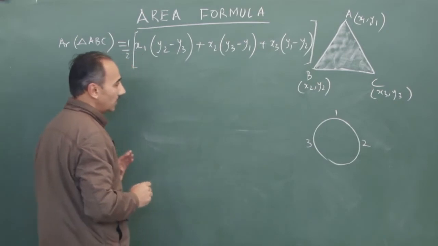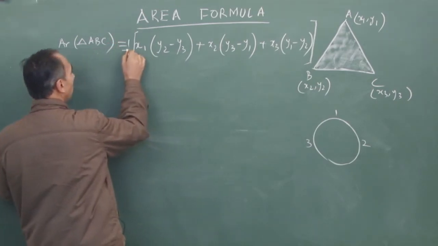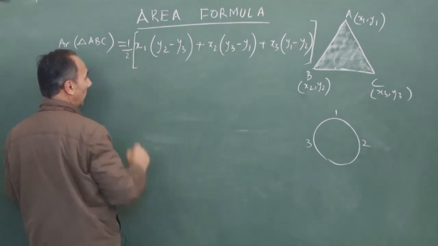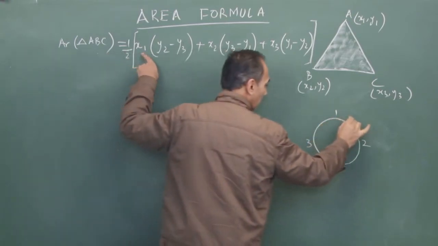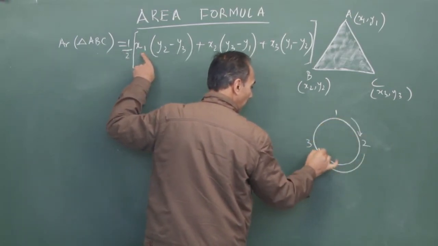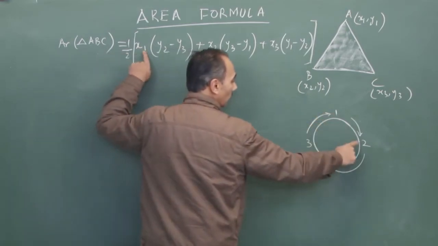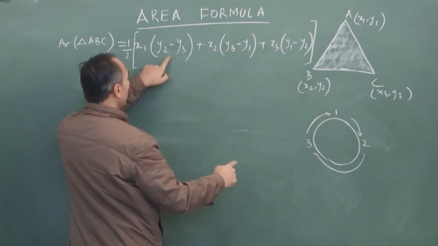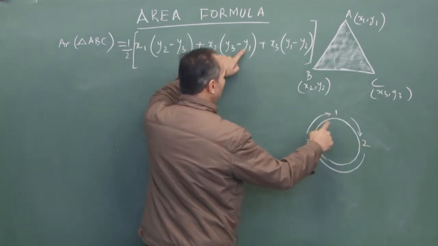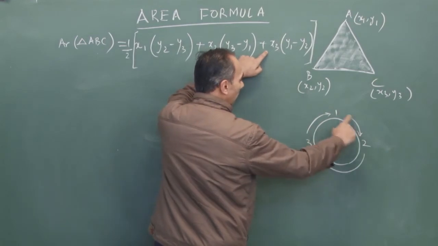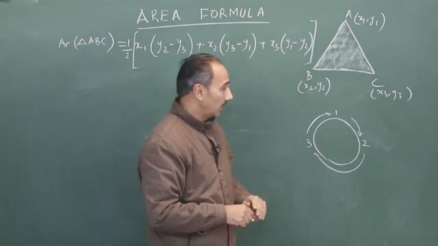Now how do you retain this formula, how do you remember it? You write area is 1/2. Most of the area formulae have 1/2 in the beginning. Now x1, and we follow a cyclic order: x1 into (y2 minus y3). Then when you take x2, it will be (y3 minus y1). And when you take x3, it will be (y1 minus y2). So this order is being followed.